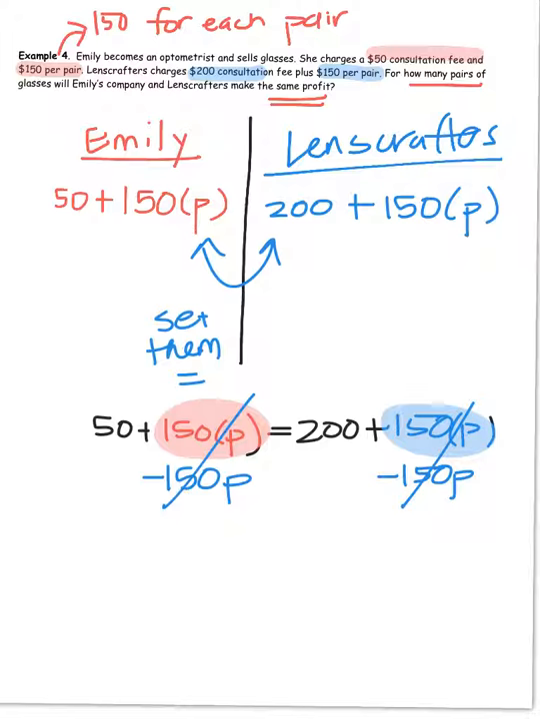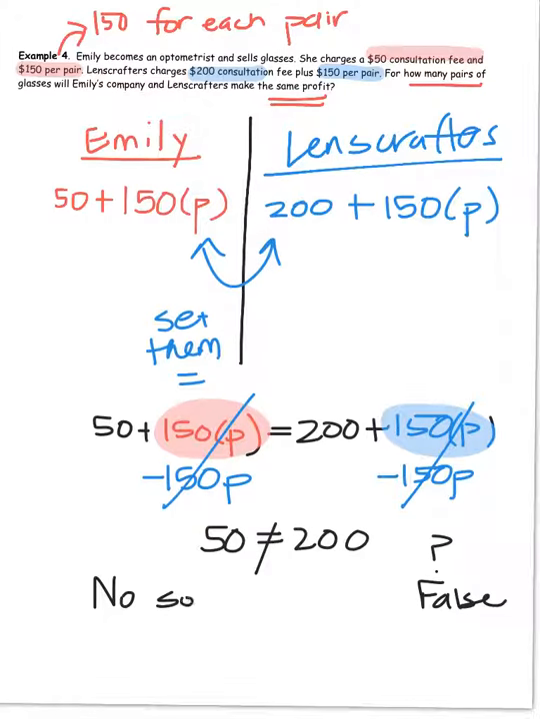So what we're left with is on the left side we have 50, and on the right side we have 200. I'm such a mess today. Now, is this true or is this false? The answer is this is false. 50 does not equal 200. So remember, think back. What does that mean? That means that there is no solution.